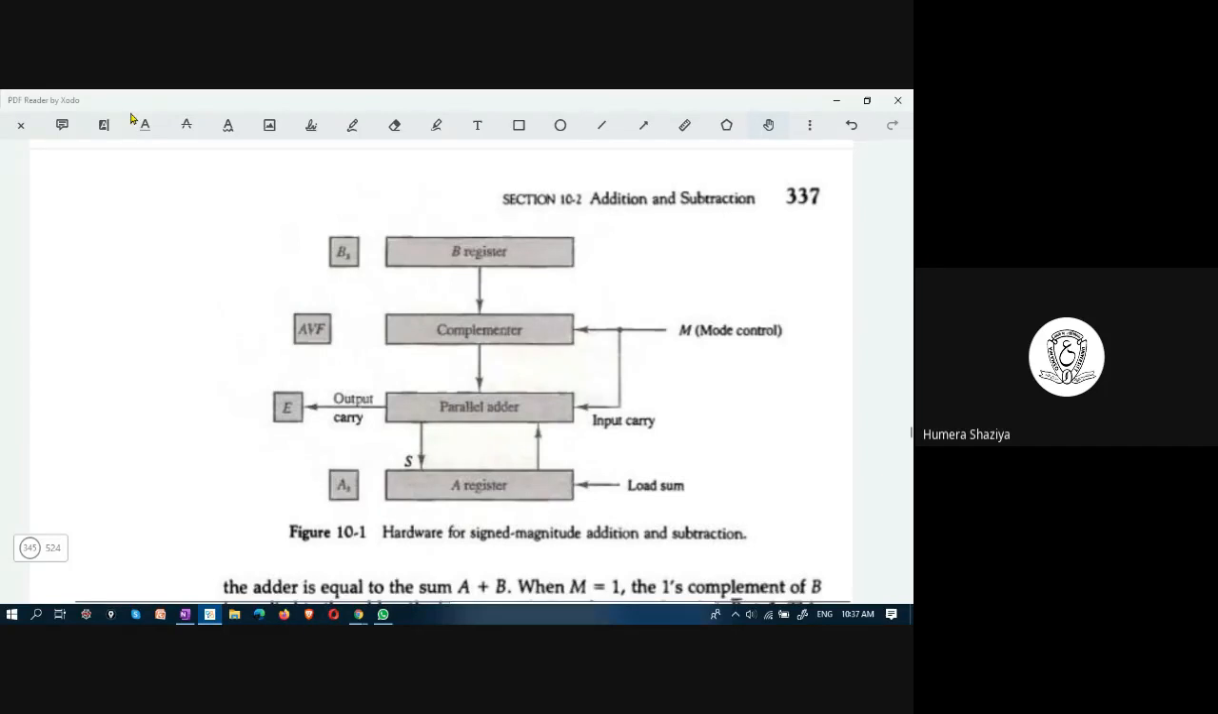When you perform subtraction in 2's complement, then you need a complementer. There is a parallel adder. These two are circuits, and these two are registers. Registers are storage units. In a register, you are storing the data, and using the hardware circuit, we are performing different steps. What are the steps? Let us look at it first.